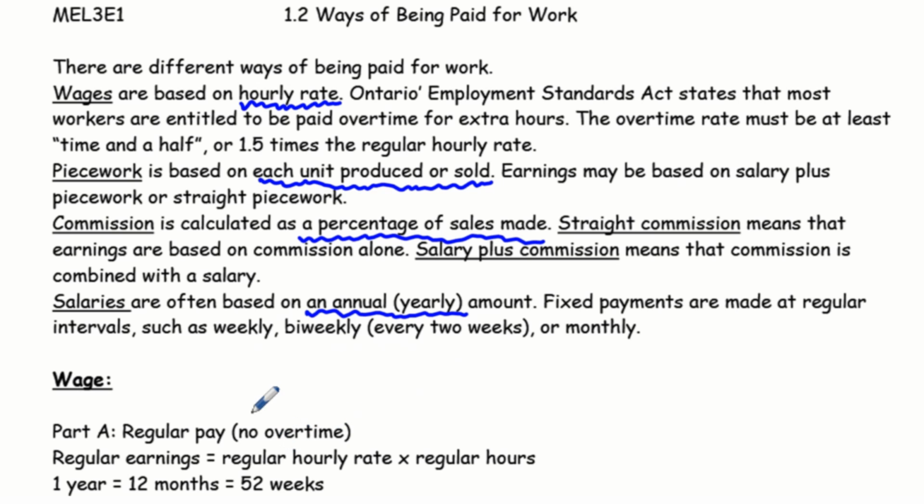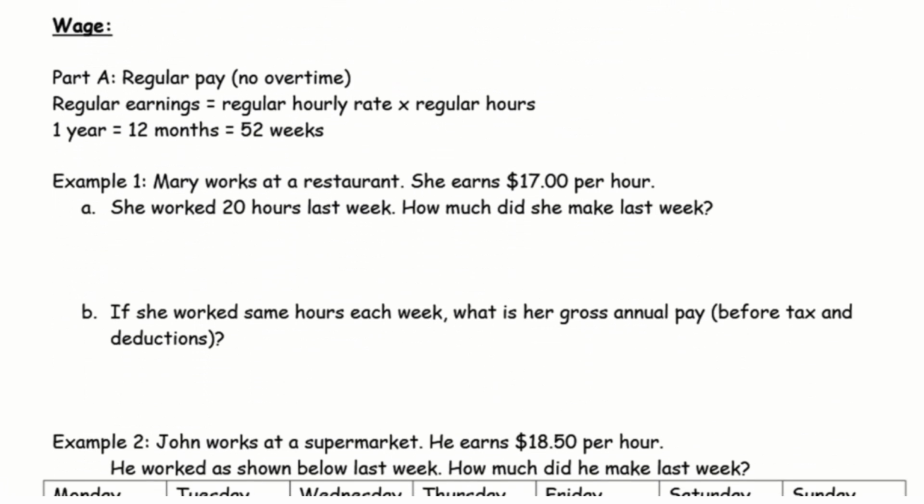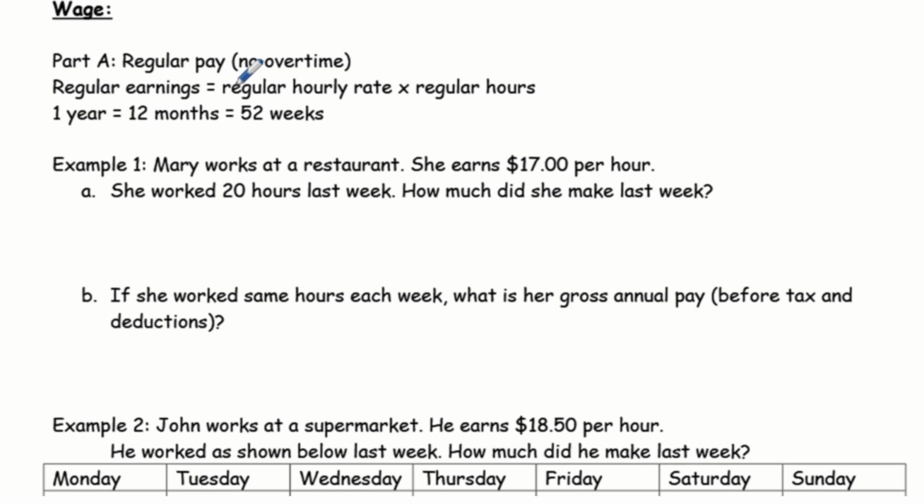So we are going to start with wage. So regular pay, part A, no overtime. So for the regular earnings, we are going to use a regular hourly rate times number of hours. This one is equivalent with a unit price times quantity. So unit price times quantity, numbers of hours, okay?